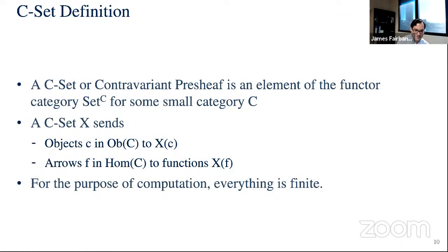So CSets are objects of a category that is the functor category from some finitely presented C into Set. And generally, this works for any small category C. Because we're actually computing things, we need the indexing category C to be finitely presented, and we need all of the sets that you map to also be finite. So objects go to sets, and arrows in the indexing category go to functions between those sets.